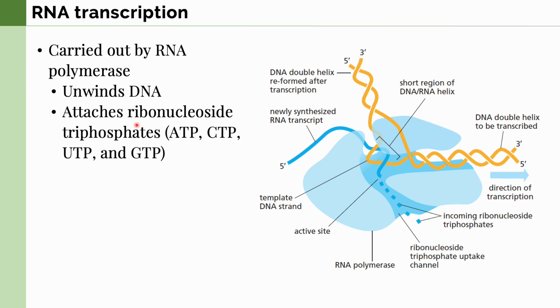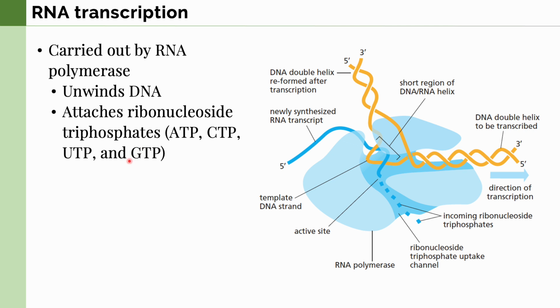In this case, we call those ribonucleoside triphosphates. There are 4 types: ATP, which carries the adenine, CTP, which carries the cytosine, UTP, which carries the uracil, and GTP, which carries the guanine.